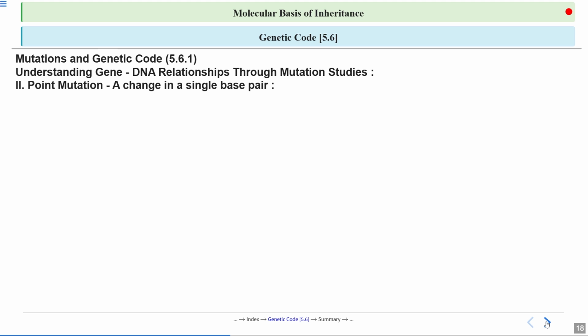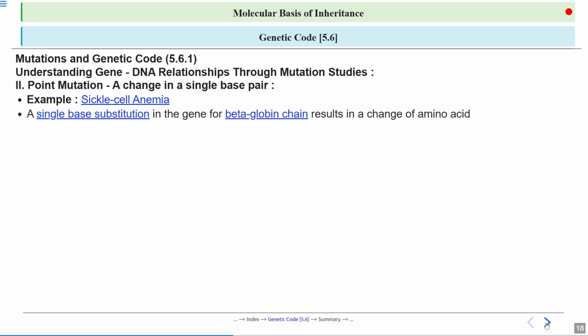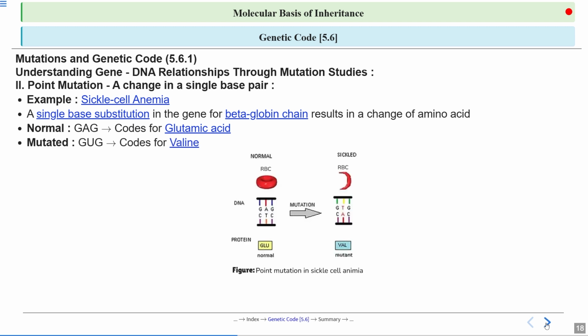If we talk about point mutation, what is a point mutation? A point mutation is a change in a single base pair. An example is sickle cell anemia. A single base substitution in the gene for the beta globin chain results in a change of amino acid. Normal GAG codes for glutamic acid, whereas mutated GUG is going to code for valine. So a point mutation is a single base pair change, a single nucleotide change in the DNA sequence.